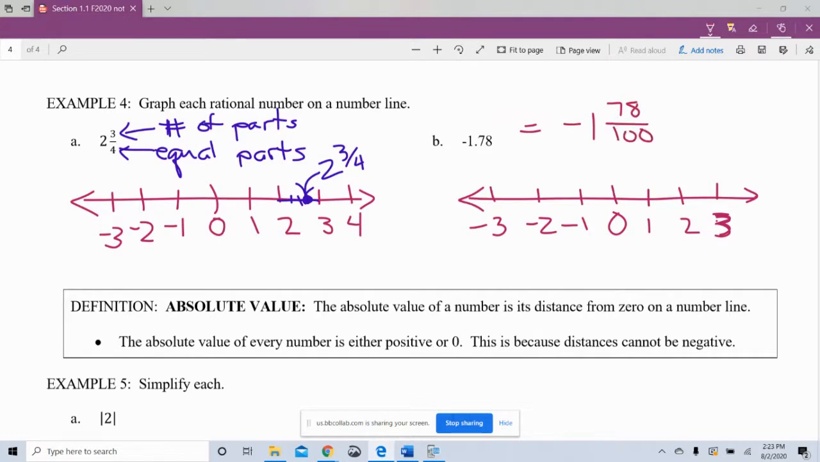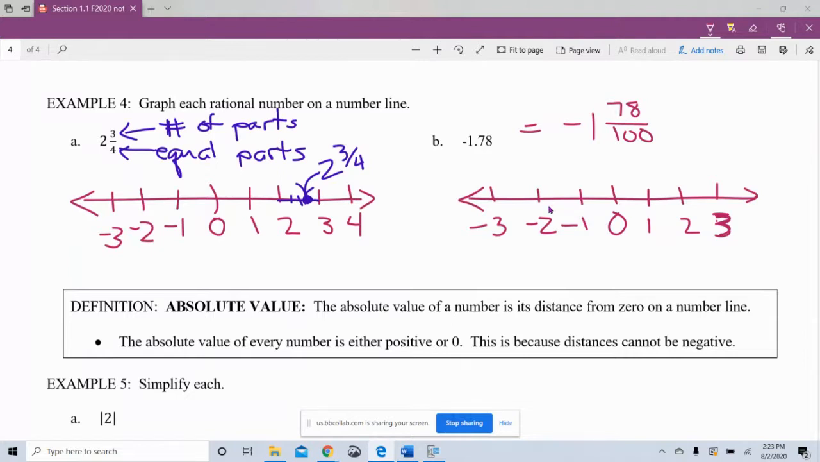So this is equivalent to -1 and 78/100ths. And there is not any chance at all that I am going to take the space between -1 and -2 and divide it into 100 equal sized spaces. No way. But 78 is more than half of 100. Half of 100 is 50, right? So this is where -1 and 50/100ths would be, right? Smack dab in the center between the -2 and the -1. So 78 has to be even closer to the -2.